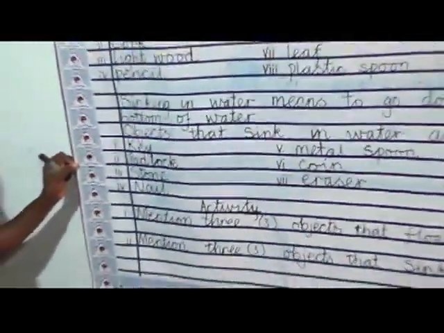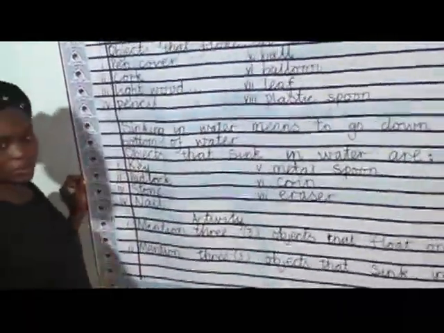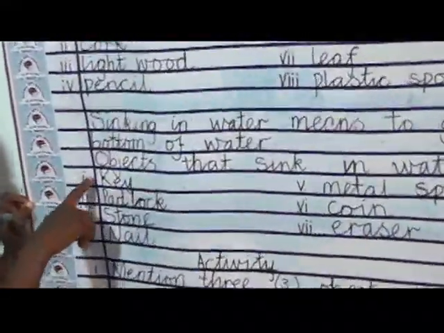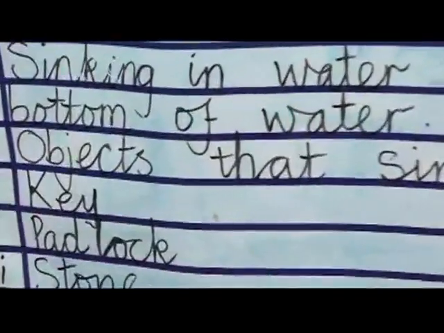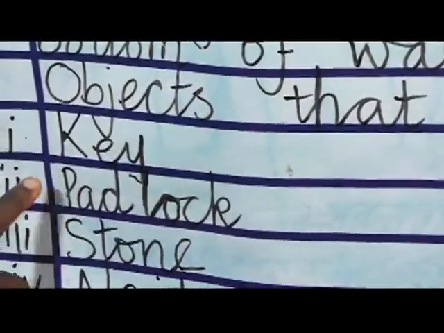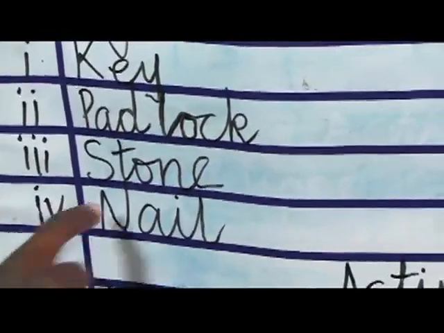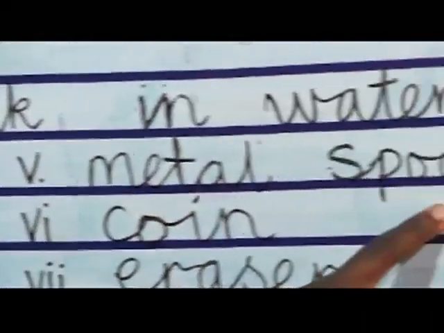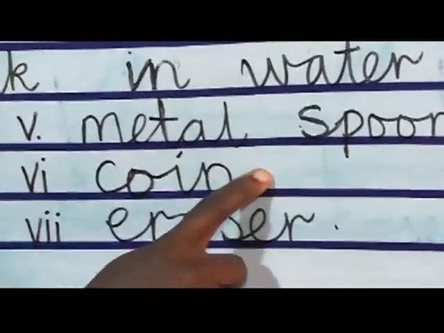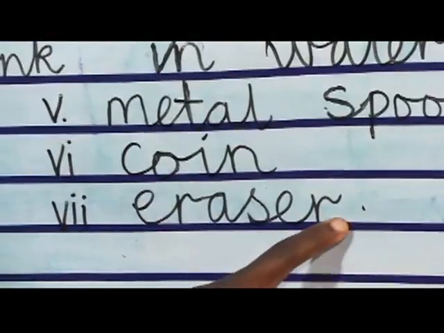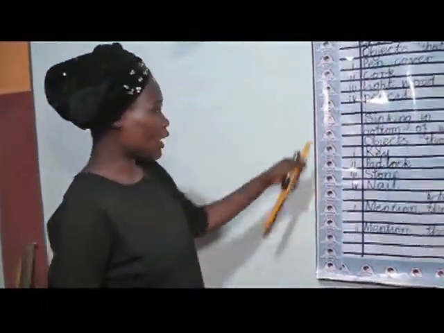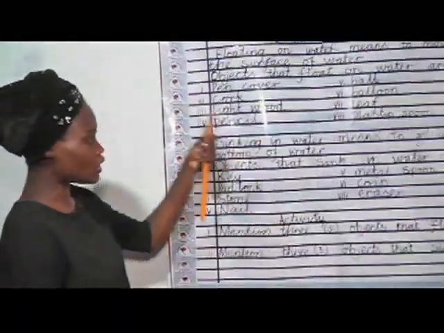Should we take it again? Sinking objects, that is objects that sink in water. Number 1, key. Number 2, padlock. Number 3, stone. Number 4, nail. Number 5, metal spoon. Number 6, coin. Number 7, eraser. Those that we refer to as floating objects, they float on the surface of the water. You can try more objects at home, like we have more than the examples here.